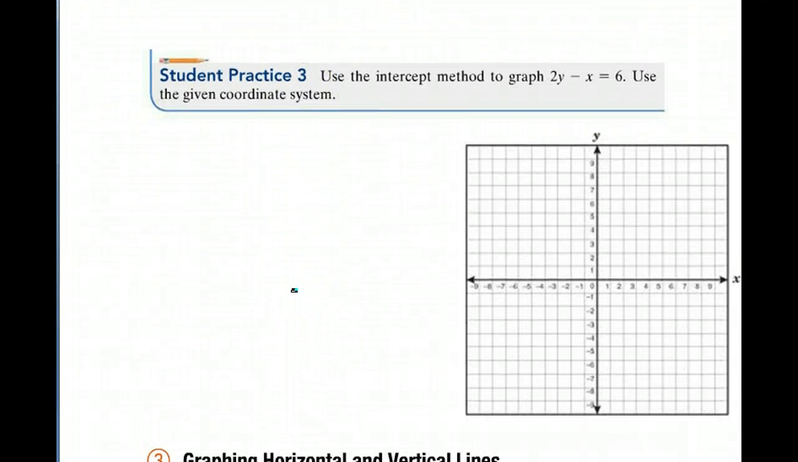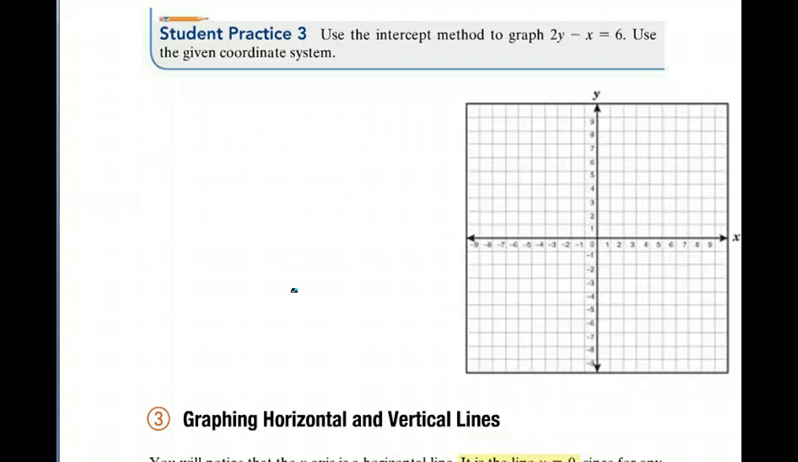Why don't you go ahead and try student practice 3. Go ahead and find your x and your y intercepts and get those graphed up there on that chart. As soon as you're ready to proceed, please press play and we'll check your work together.